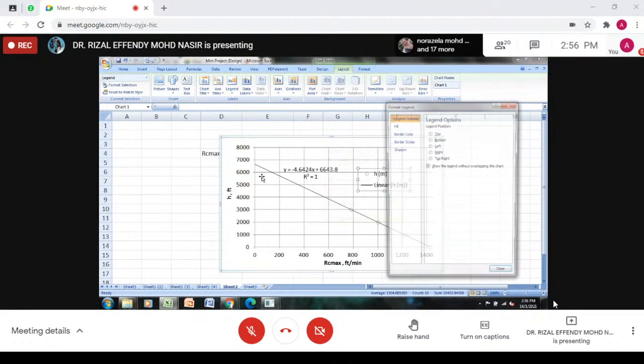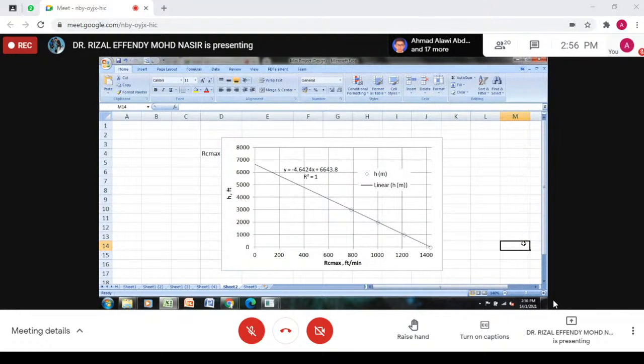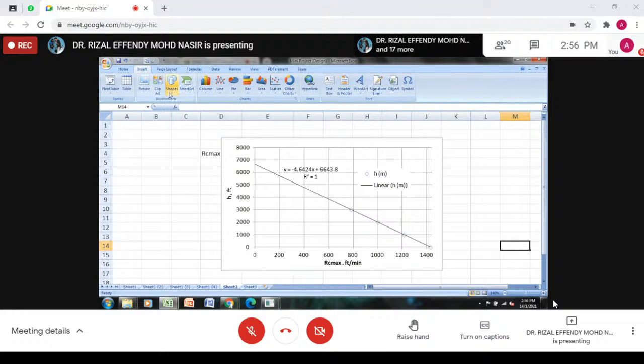Ini pun legend saya letak fill white. Okay, so that you boleh baca. Okay, so from here, this is a slope, how the maximum rate of climb change, ataupun the altitude change is the maximum rate of climb. And this is the absolute ceiling, 6,643. So, now, sekarang you need to mark where's the service ceiling. Service ceiling happen at 100 feet per minute.